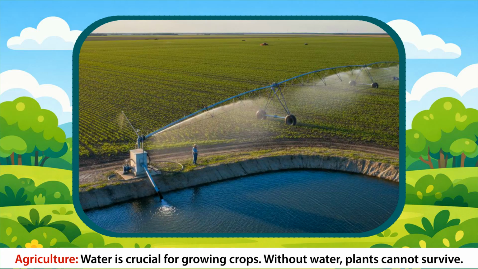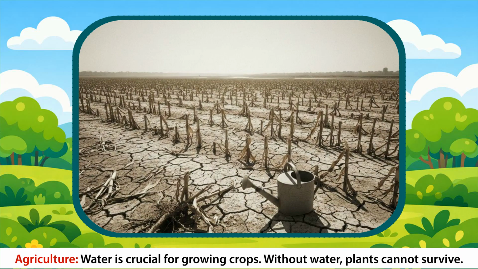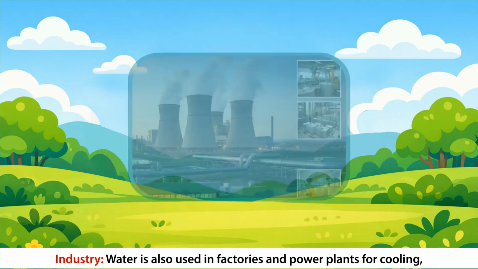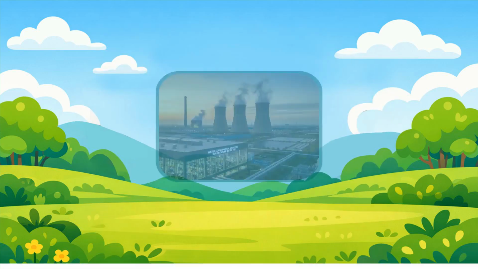Agriculture. Water is crucial for growing crops. Without water, plants cannot survive. Industry. Water is also used in factories and power plants for cooling, cleaning, and producing goods.